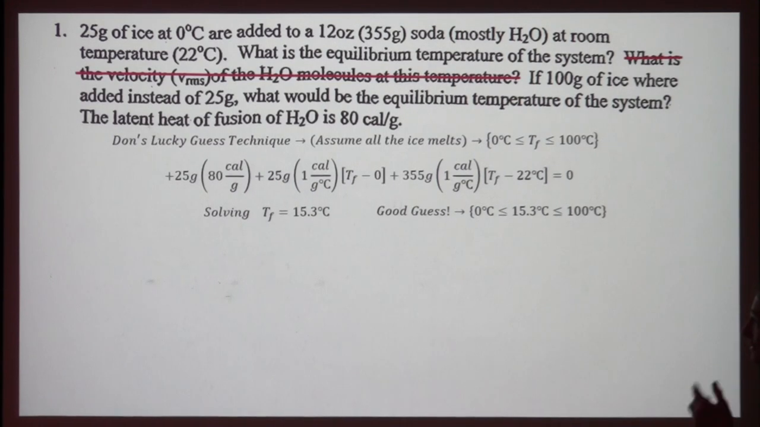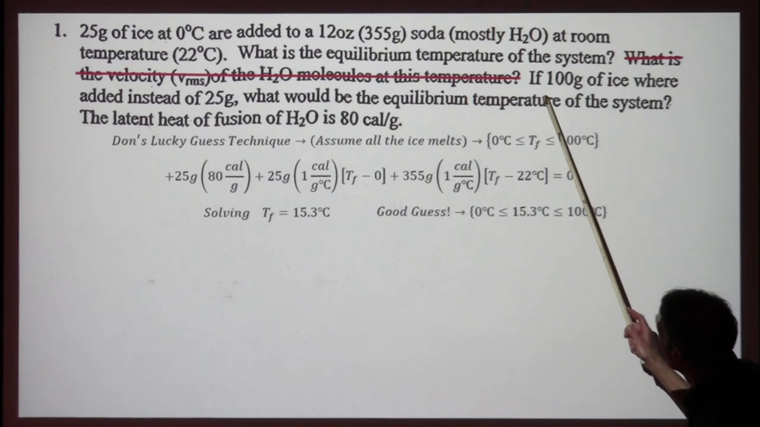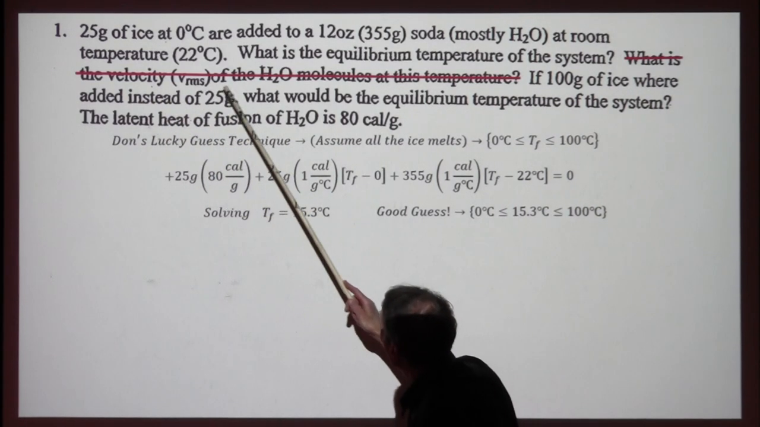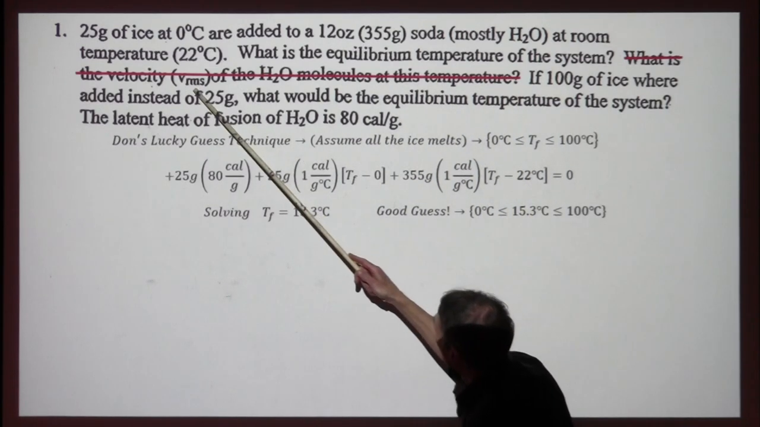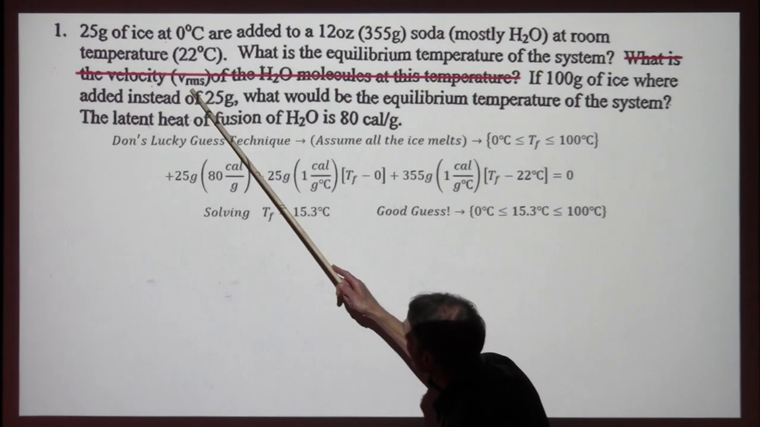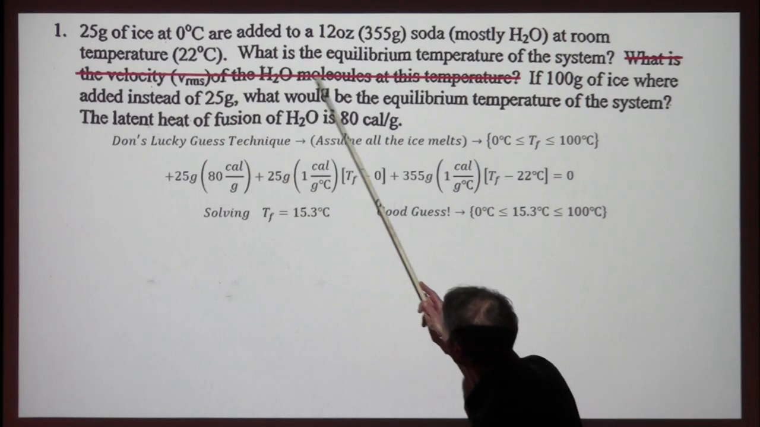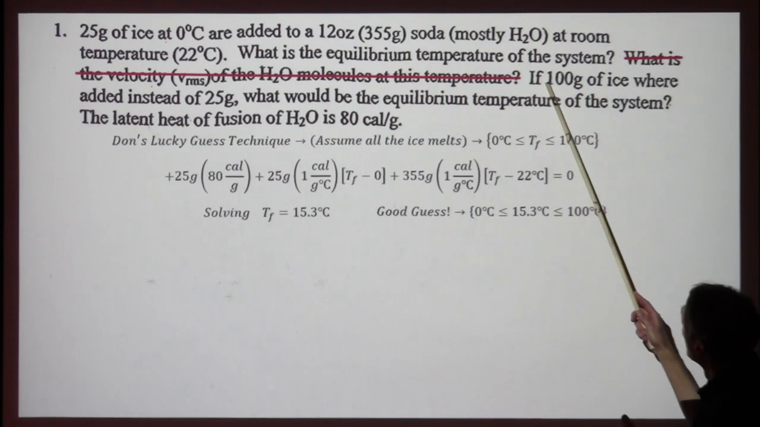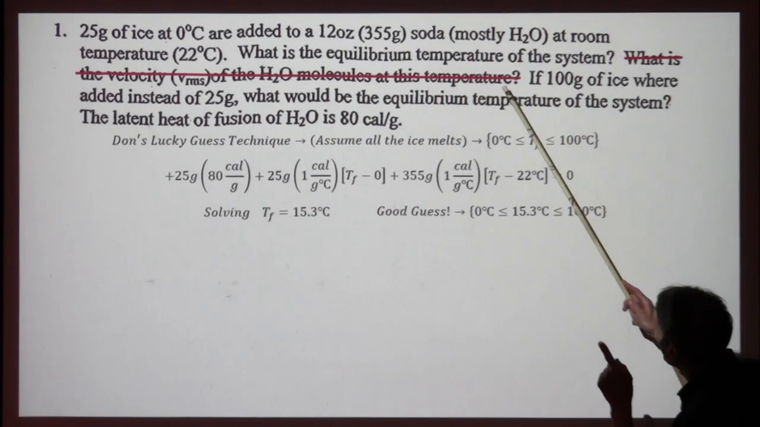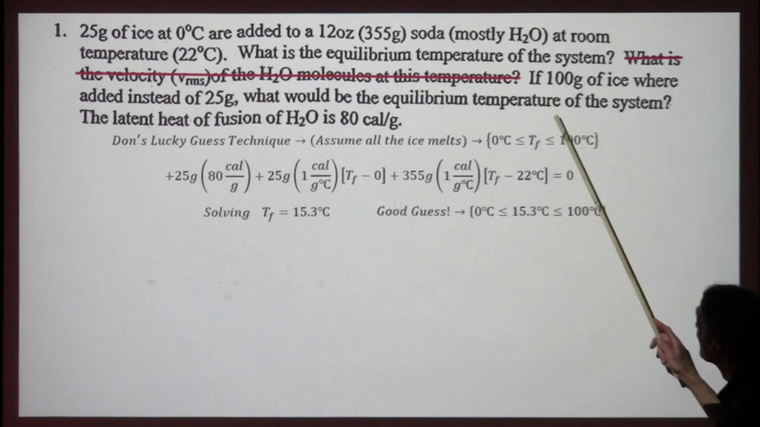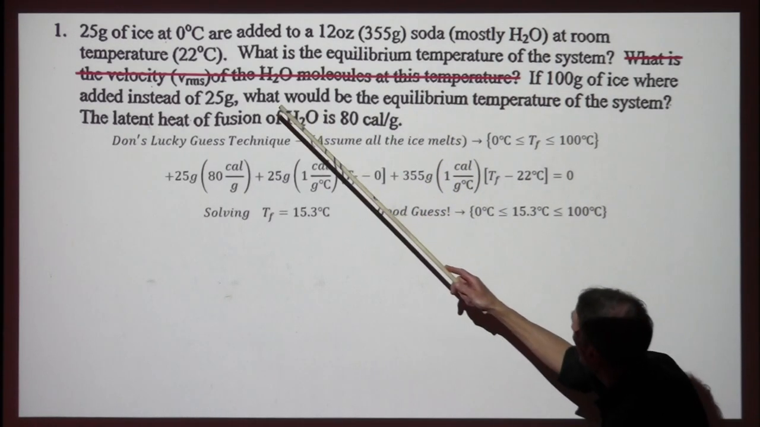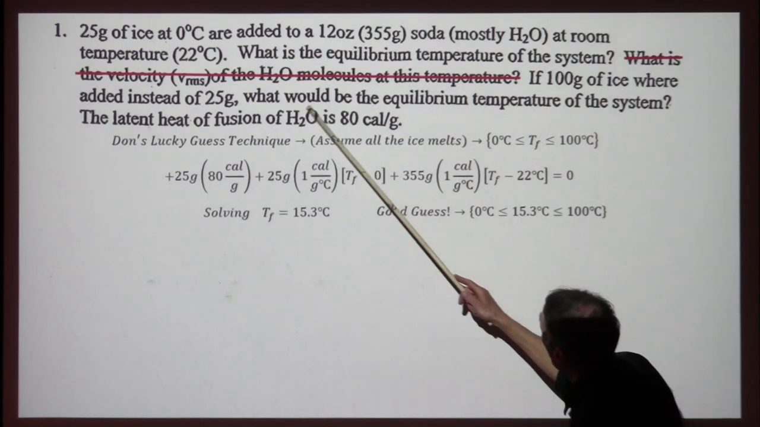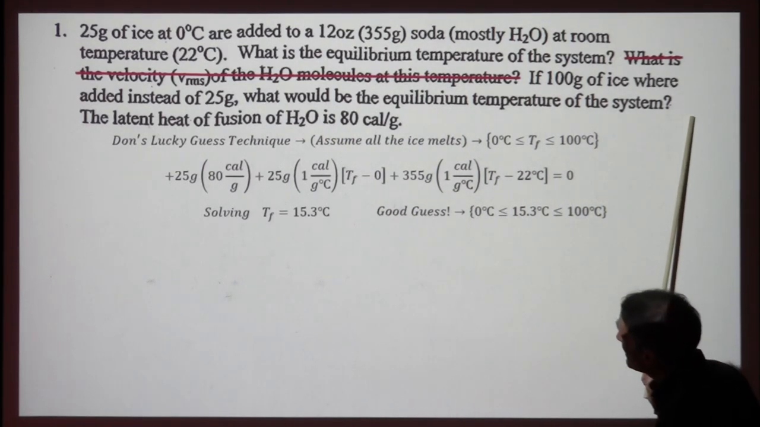Now, just to illustrate this, it helps with this next part. By the way, I'm going to cross this off. It really doesn't belong there. VRMS, I'll talk about later, but this is really for a gas, and these are liquids. So I don't know why this was put here. This part of the problem contrasts very nicely with the first one. It says, now instead of 25 grams of ice, we'll use 100 grams of ice. What would be the equilibrium temperature of the system?